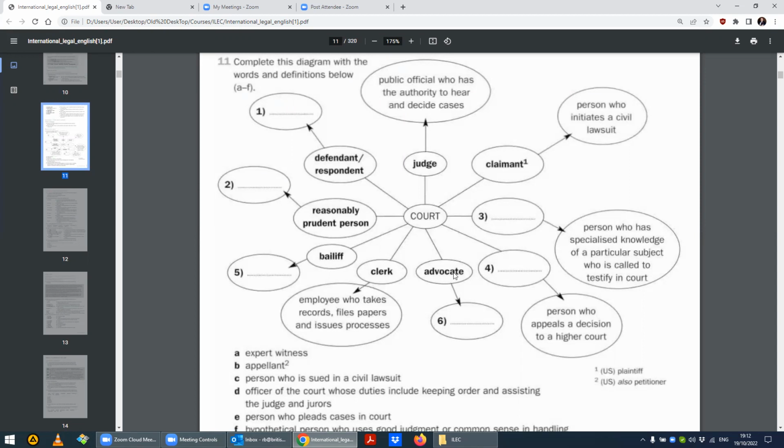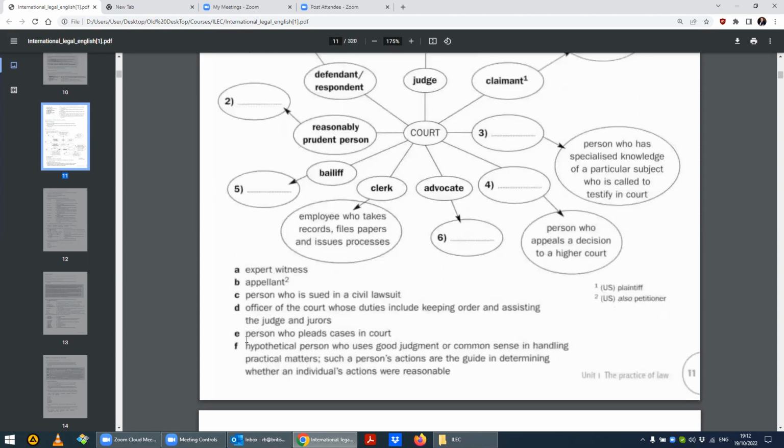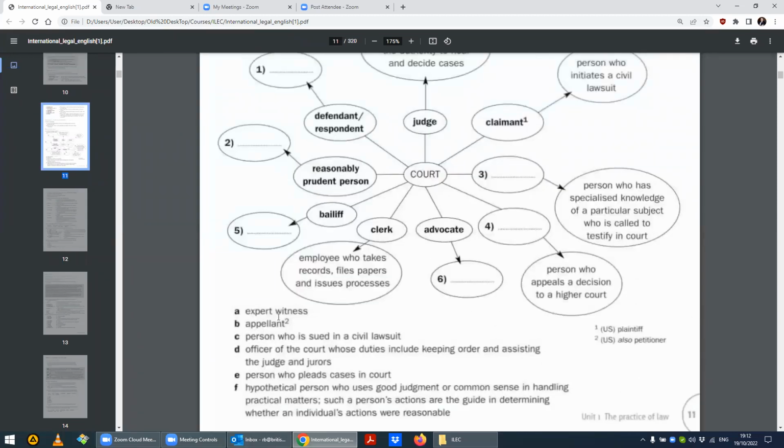Let's look at the word next to the clerk, advocate. We have virtually the same word in Latin or in English or in Ukrainian. So here, A, B, C, D, E, F, these are some of the definitions. So what should we write in circle or oval number 6? This is an advocate. What's the definition of an advocate? Write the answer for me in the chat box, here, the chat box. Right, so there's the chat box. You move your cursor. So is the answer A, B, C, D, E, or F?